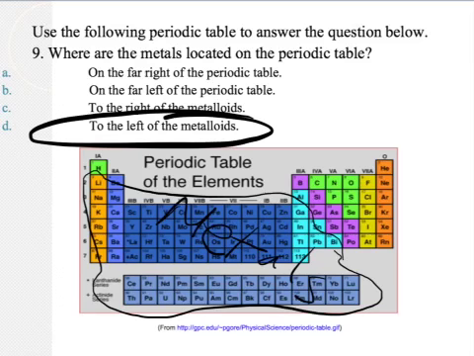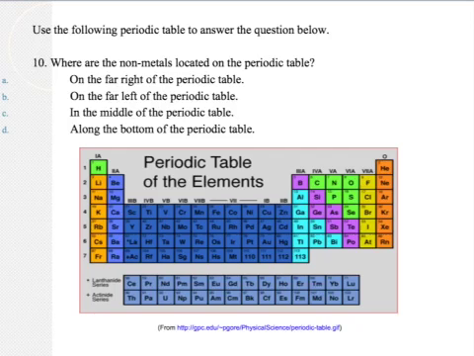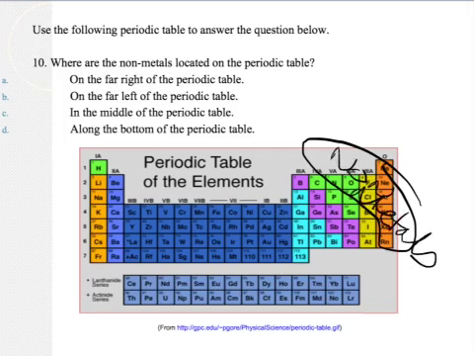Next question. Where are the nonmetals located on the periodic table? Well, if we know that the metals are most to the left side, where do we need to go? Okay. So we know that they are on the far right. There's our nonmetals. Most of our nonmetals are gases. If you didn't know that, just an FYI. Okay, they're not in the middle. Those are transition. Along the bottom is our lanthanides and actinides, and those are metals. On the far left, that would be like over here, and there's metals. So it's on the far right of the periodic table.